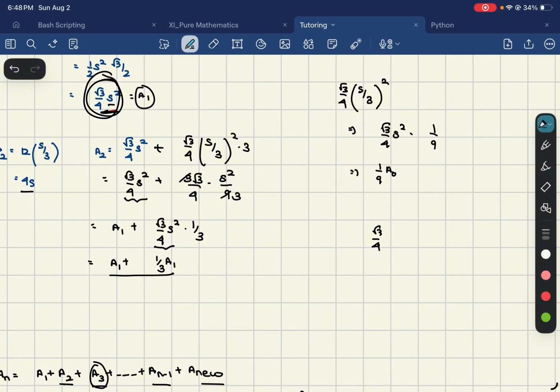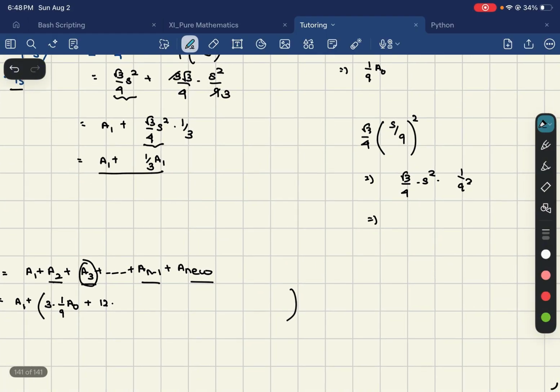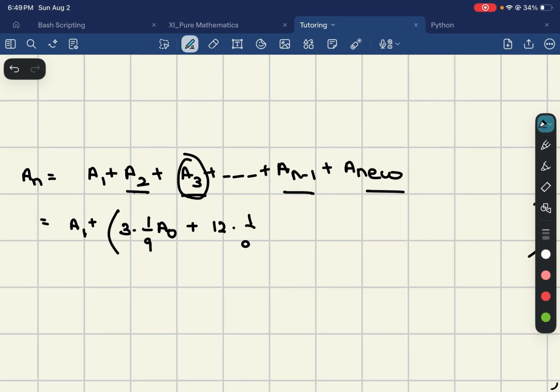Sorry, root 3 over 5, I already wrote that. What is the side? Well, each side was S over 9 this time, squared, right? And this is going to simplify to root 3 over 4 times S squared times 1 over 9 squared. All right, and this is 1 over 9 squared times A0. So we have 12 times 1 over 9 squared A0. And now I believe you can see the pattern here.